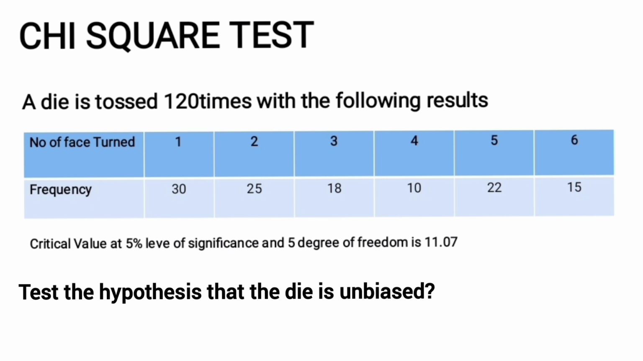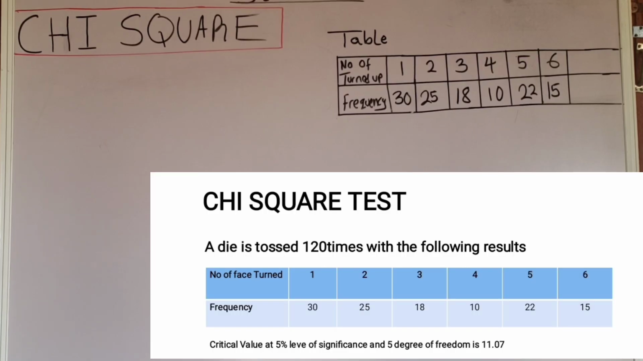A die is tossed 120 times with the following results. You can see the results. We are asked to test the hypothesis that the die is unbiased. You can see that this type of question is a goodness of fit test because we didn't have a contingency table. You understand?